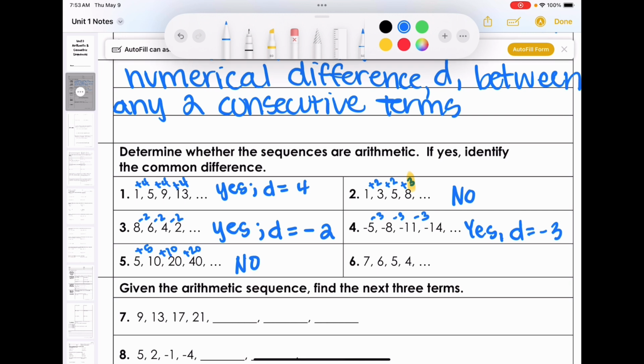All right, number 6, we have 7, 6, 5, 4. So we are subtracting by 1 every time, so yes, this is an arithmetic sequence, and our common difference would be negative 1.